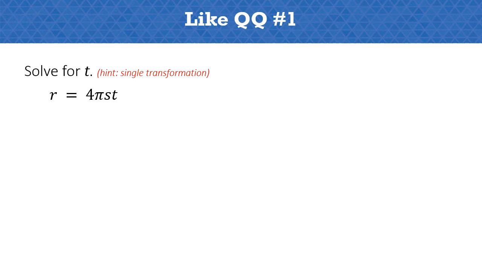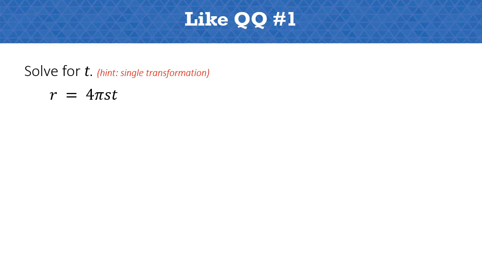We're going to go ahead and get into our quiz questions, and we're going to do a couple different variations for each quiz question so you have a few examples to help you out. So for this one, we need to solve for t, and we have r is equal to 4 times pi times s times t. So we are multiplying 4, pi, s and t together.